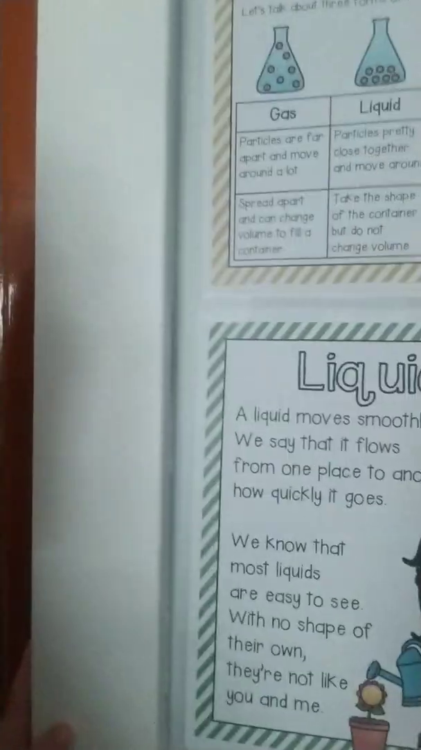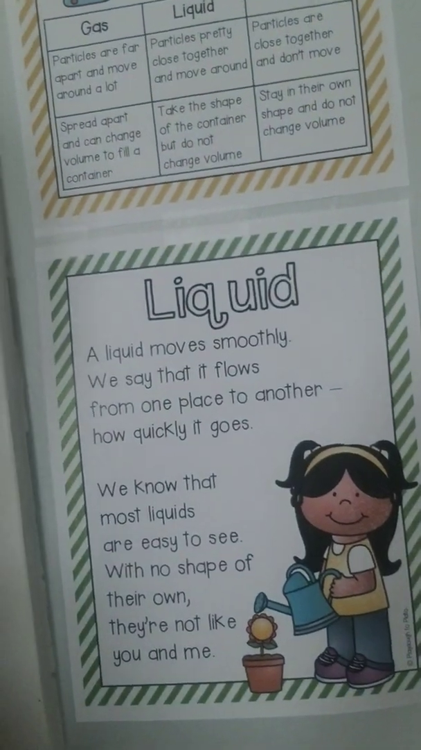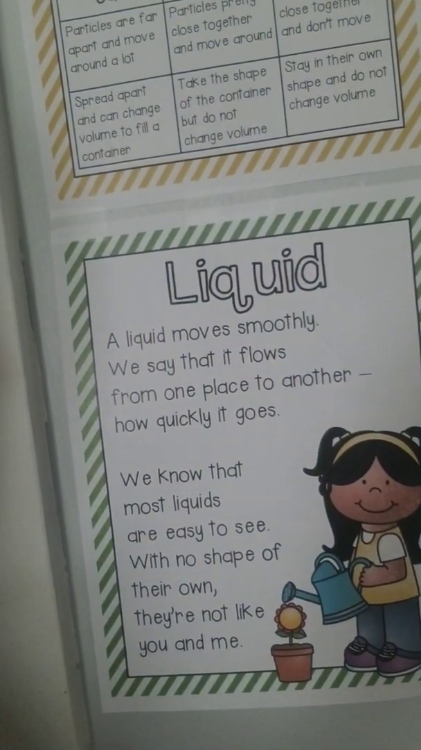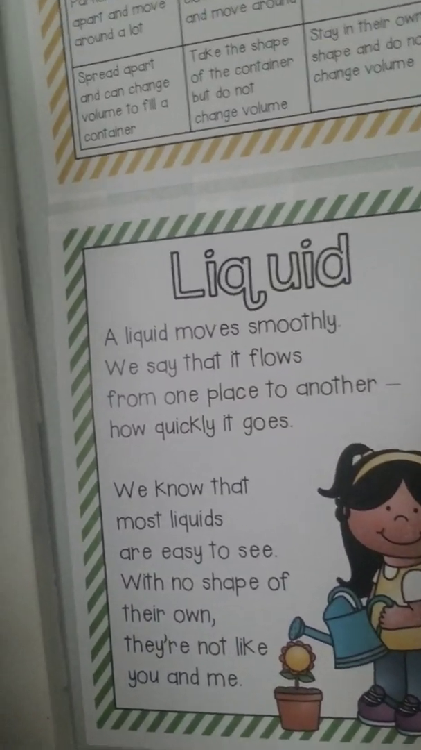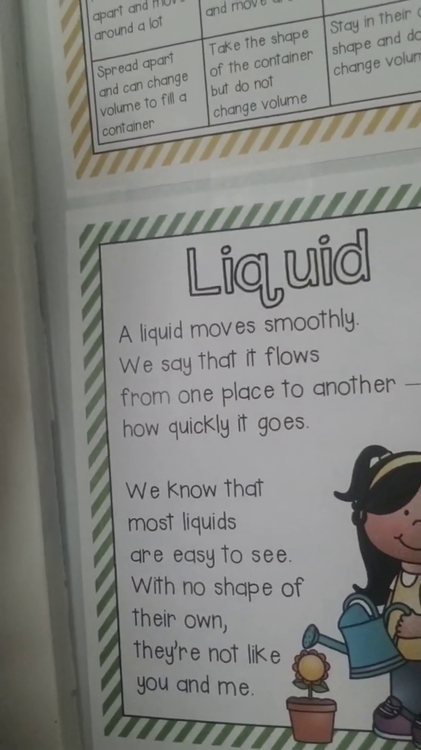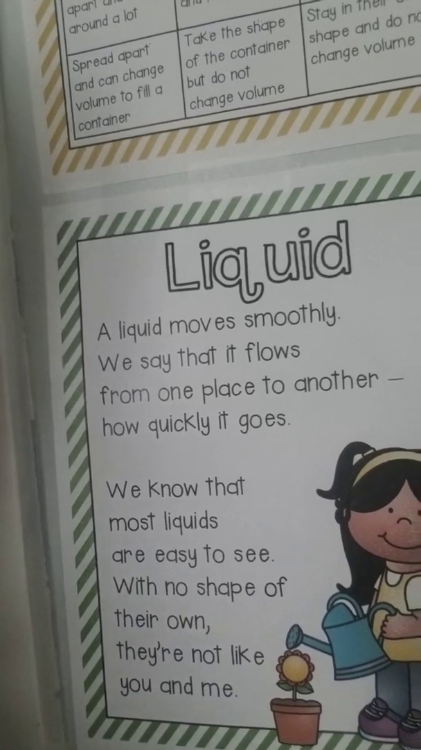Okay, let's talk about a liquid. A liquid moves smoothly. We say that it flows from one place to another. How quickly it goes. We know that most liquids are easy to see with no shape of their own. They're not like you and me. Okay, liquids do change their shape. If you think about it, if you take a vase and fill it with water, it becomes the same shape as the vase. It becomes the shape of whatever container it's in.